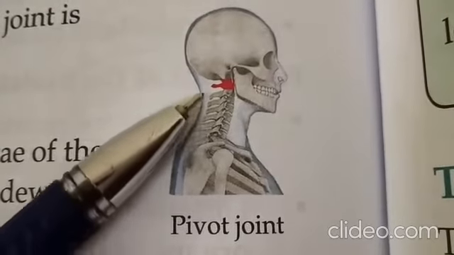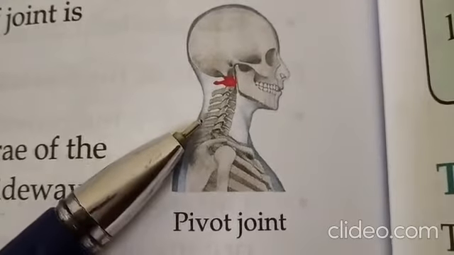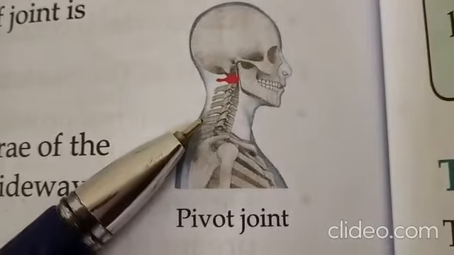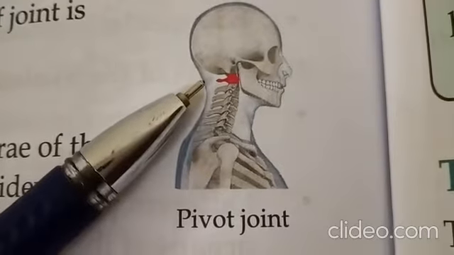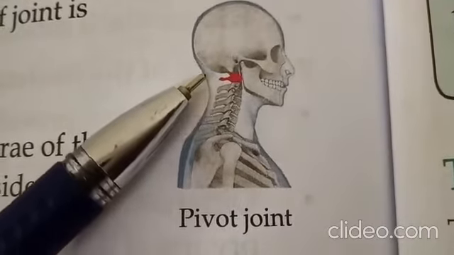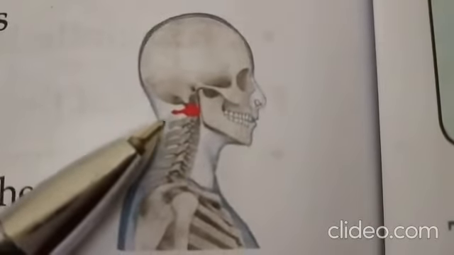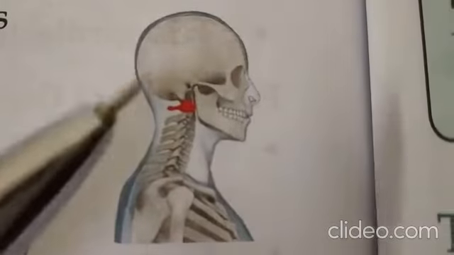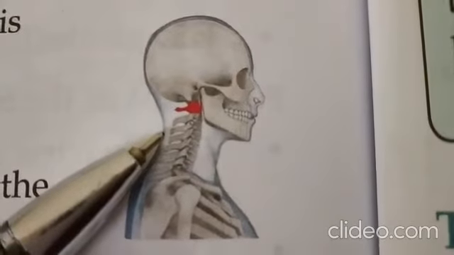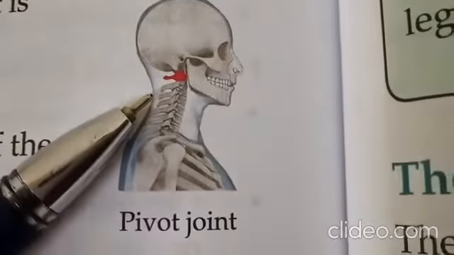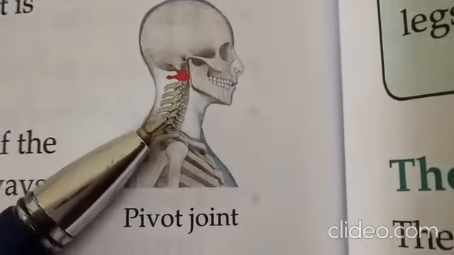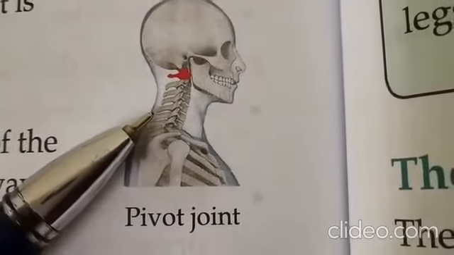Can you see here the neck part? These bones are the vertebral column bones. So you can see clearly here there is a red mark. That is the pivot joint which is connecting what? Connecting the skull to the neck. Understood? And this joint allows movement of the head sideways, upwards and downwards.